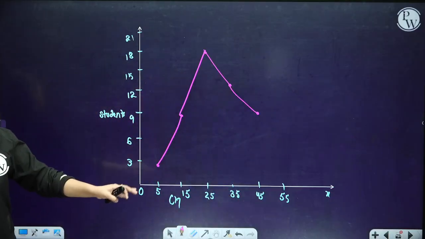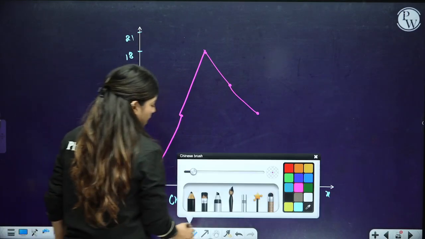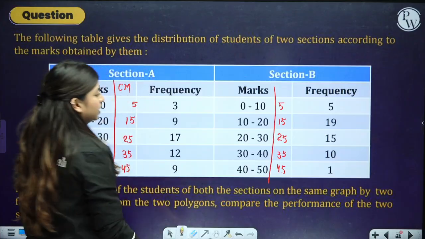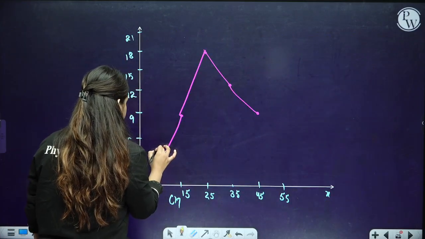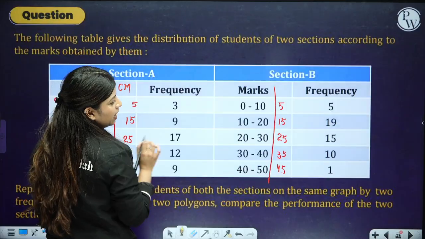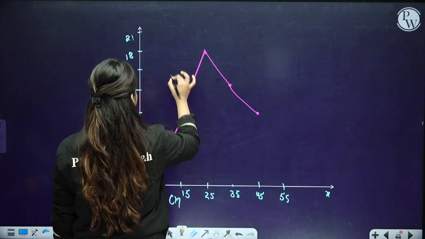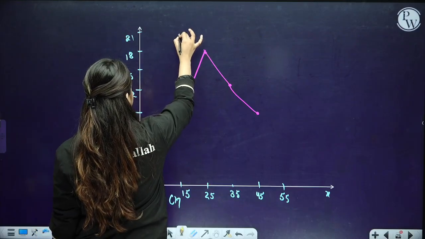This frequency polygon is for section A. Now let's plot it for section B. 5 and 5, so we have 5 and 5 somewhere over here. Then we have 15 and 19, 15 and 19 somewhere here.